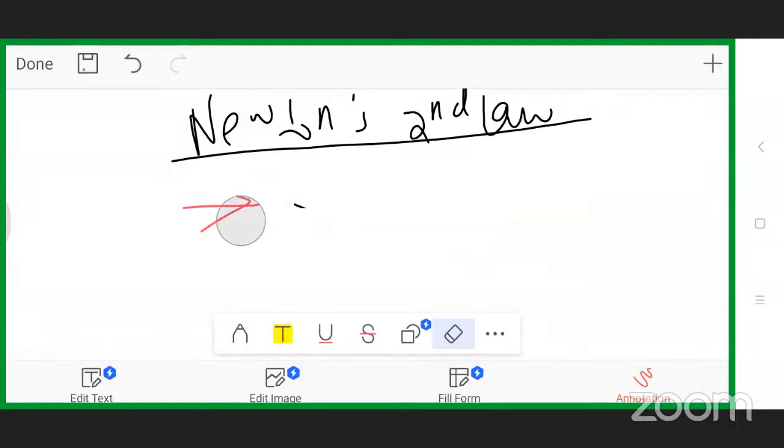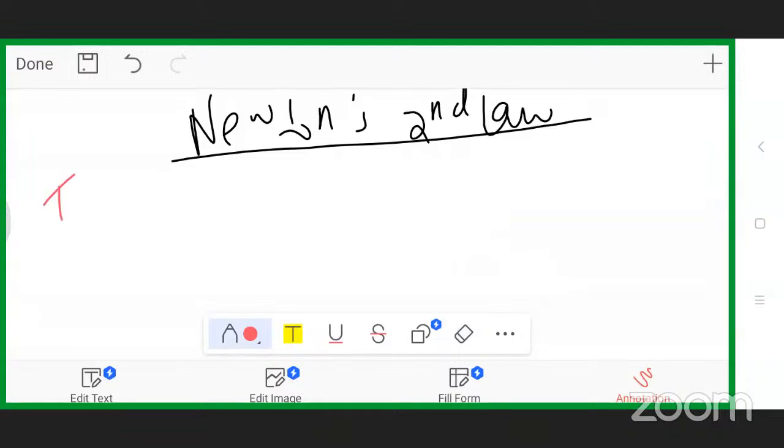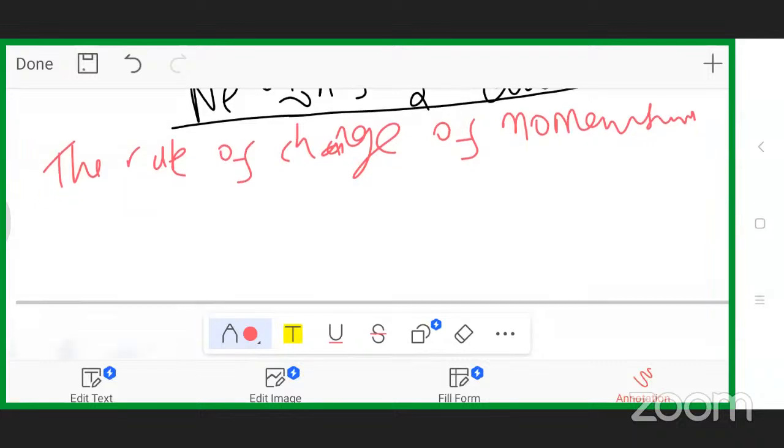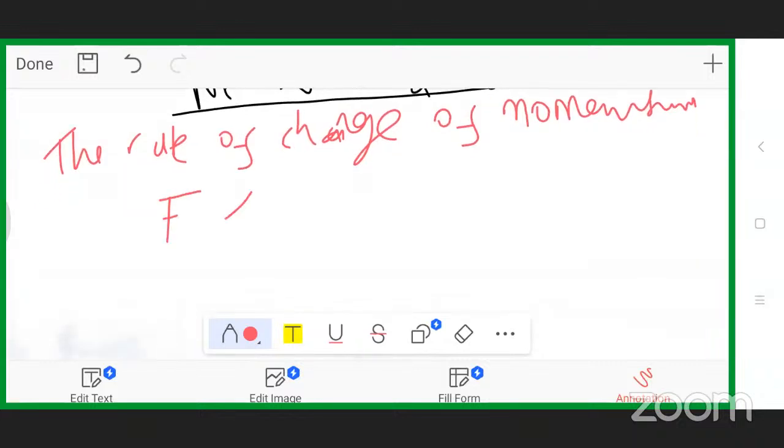So this gives us the formal definition of Newton's second law, and it simply tells us that the rate of change of momentum of a body is directly proportional to the resultant external force that produces the change, and takes place in the direction of the force. So this simply means that the force is directly proportional to the rate of change of momentum.